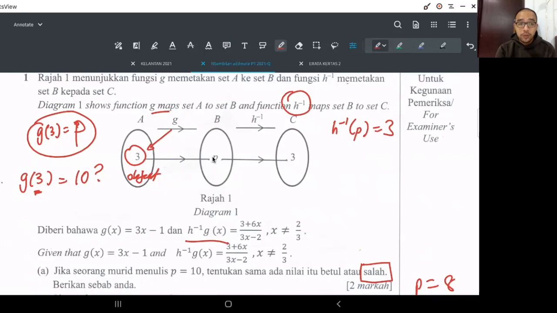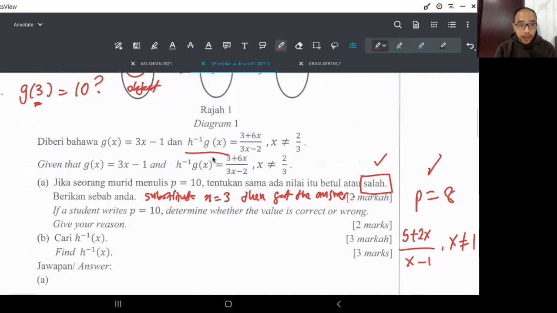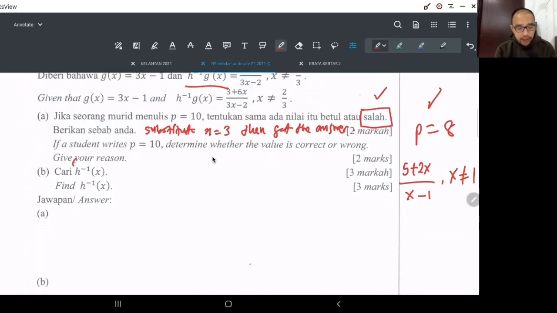What you need to do is substitute x equals 3, then get the answer. Of course the answer is wrong, and the actual answer is 8. So p equals 8. Again, I'm not going to show you the working, I'm just going to show you how to do it. Secondly, find the inverse function of h(x).